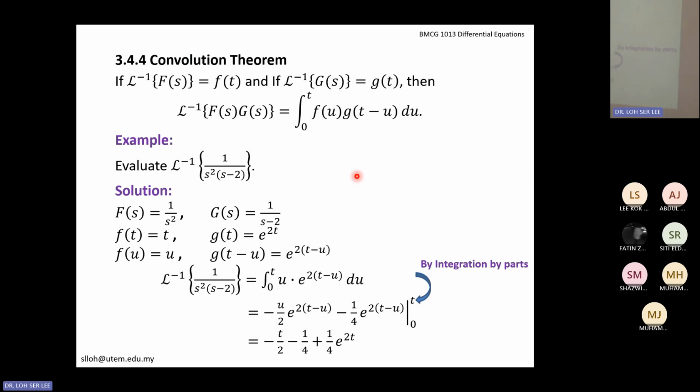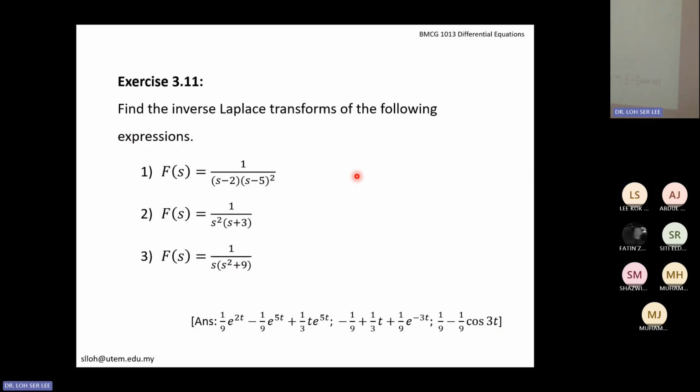So I will continue the convolution theorem in the next class. So today we stop here. You can try this one on your own, using the knowledge of partial fraction that we have learned, before the next one.